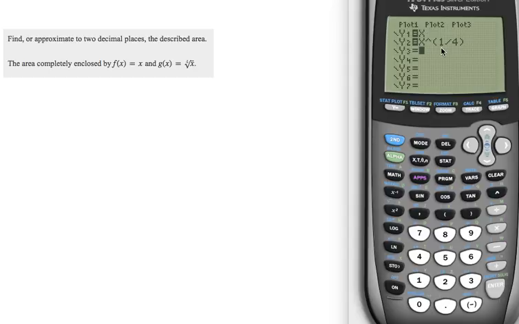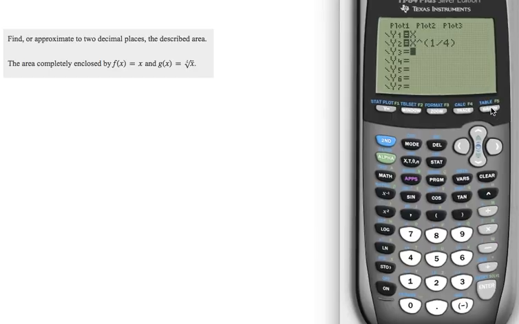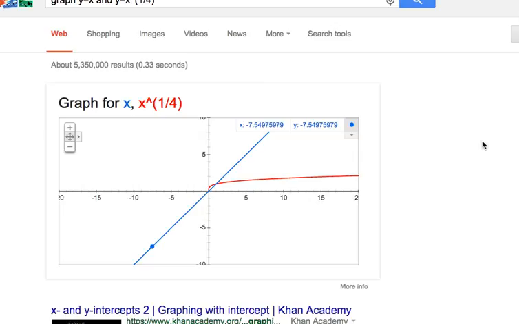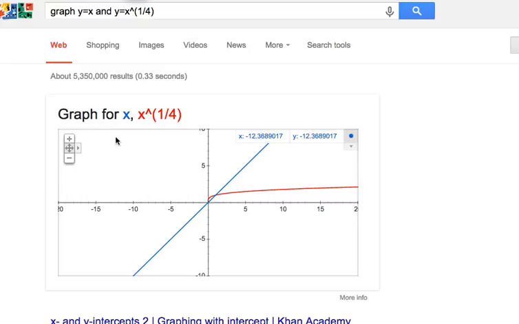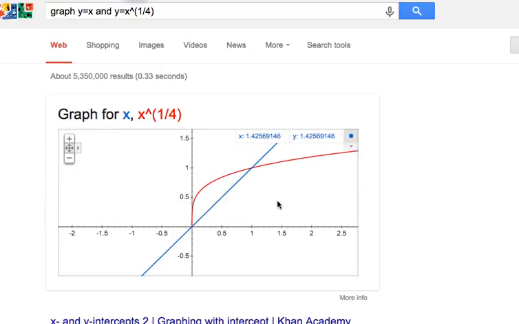So I've entered x to the 1/4 for the fourth root. And I'm going to graph those and see what happens. I'm going to use a Google graph. Hang on. Okay, here is just the Google. You can see that's what I typed in Google. The Google graph. And it looks like they cross right in here.